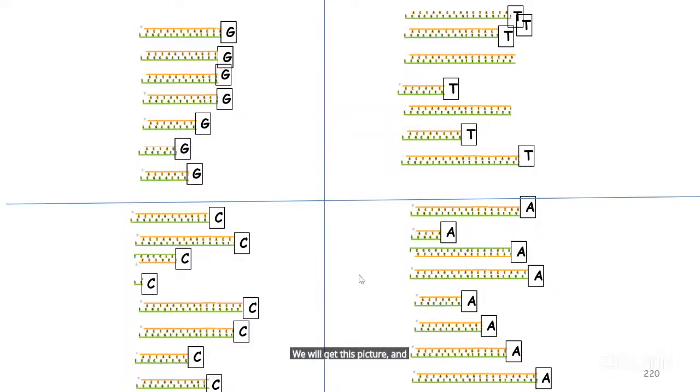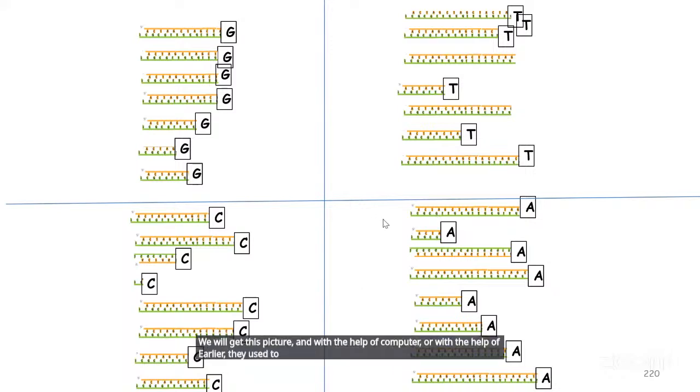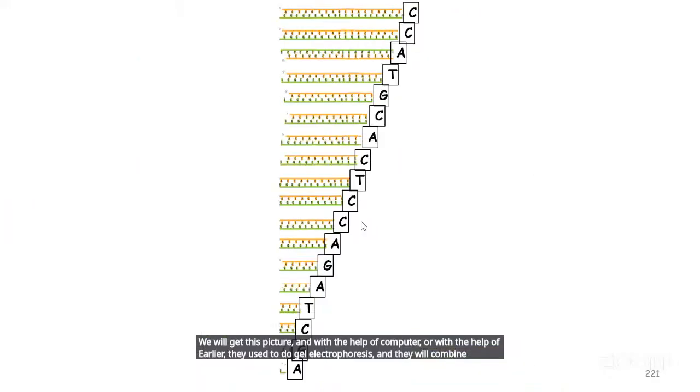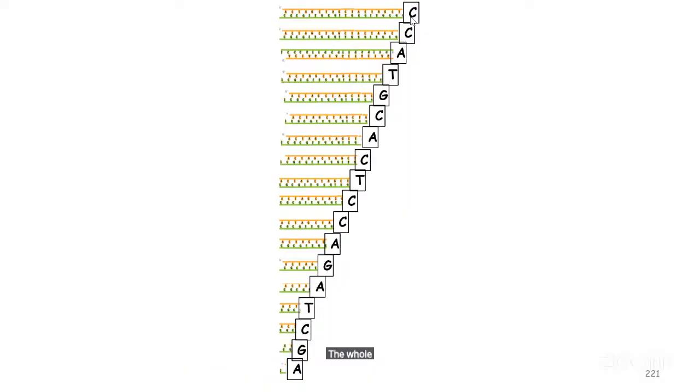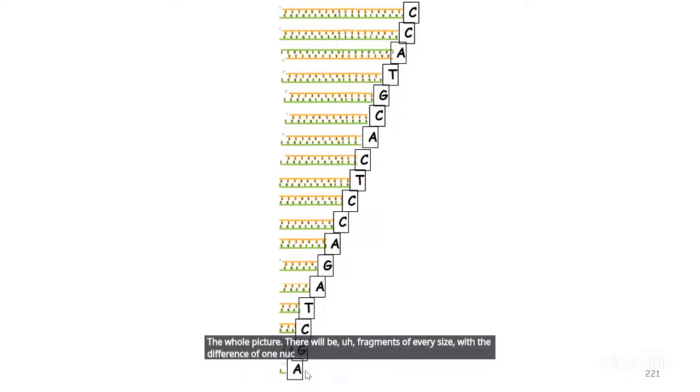With the help of a computer, or earlier with gel electrophoresis, they will combine all these fragments. If we combine all these fragments, they will seamlessly, with the difference of 1 nucleotide, give the whole picture. There will be fragments of every size with the difference of 1 nucleotide, and you would know that this has come from that tube, this has come from that tube. In this way, you can know the complete sequence of the DNA.